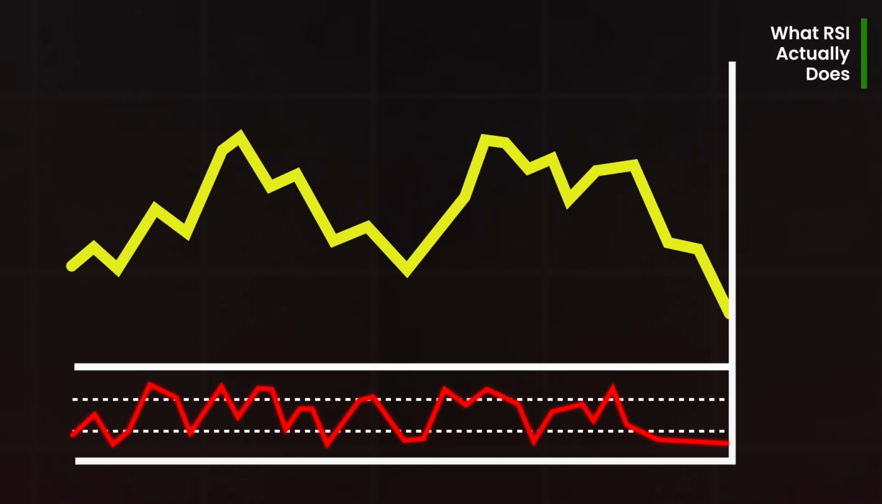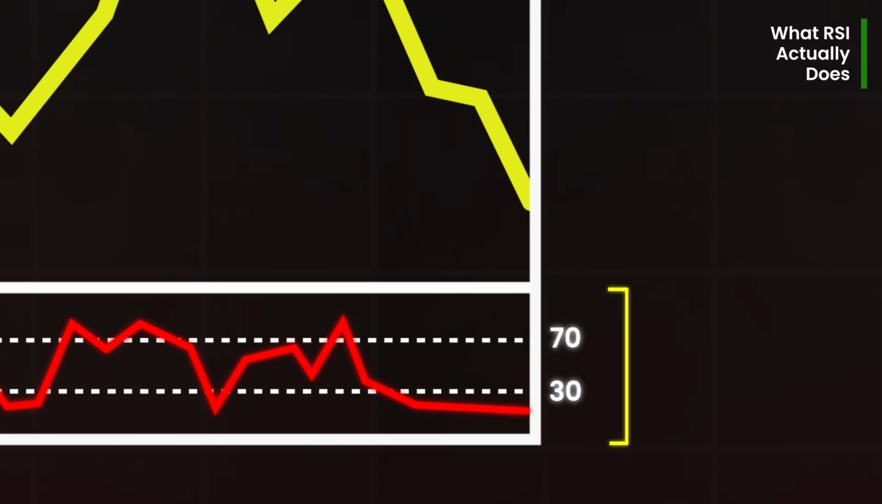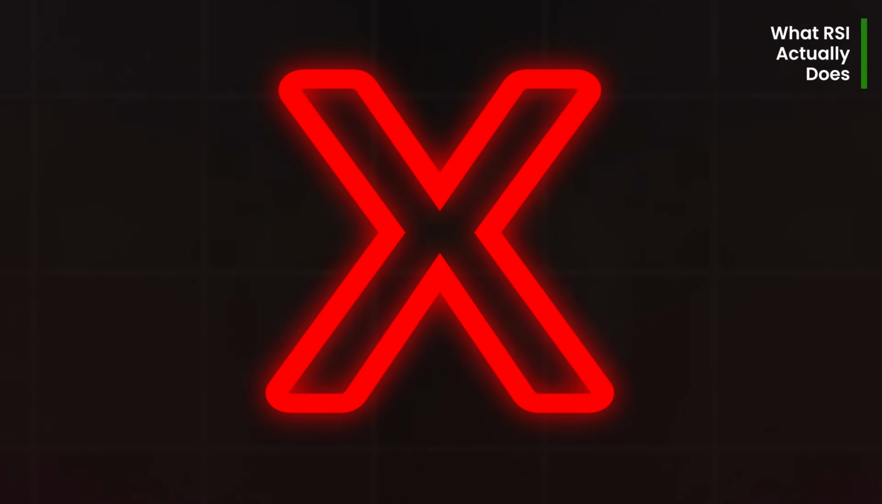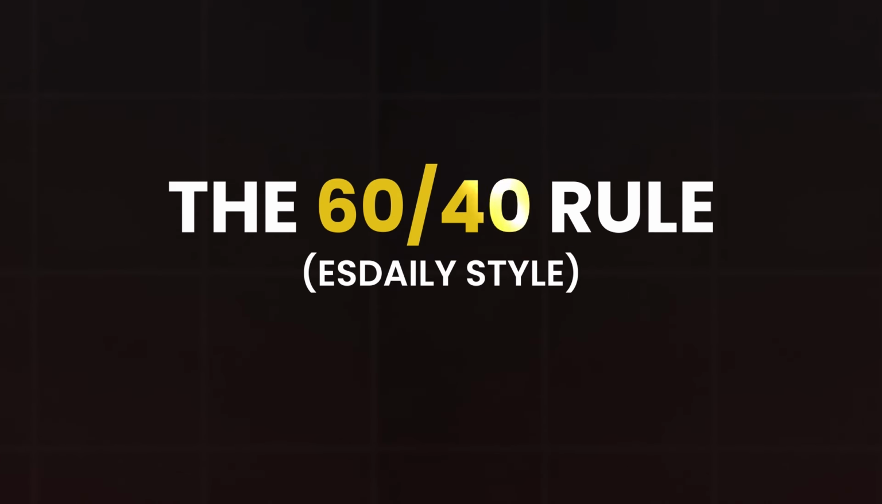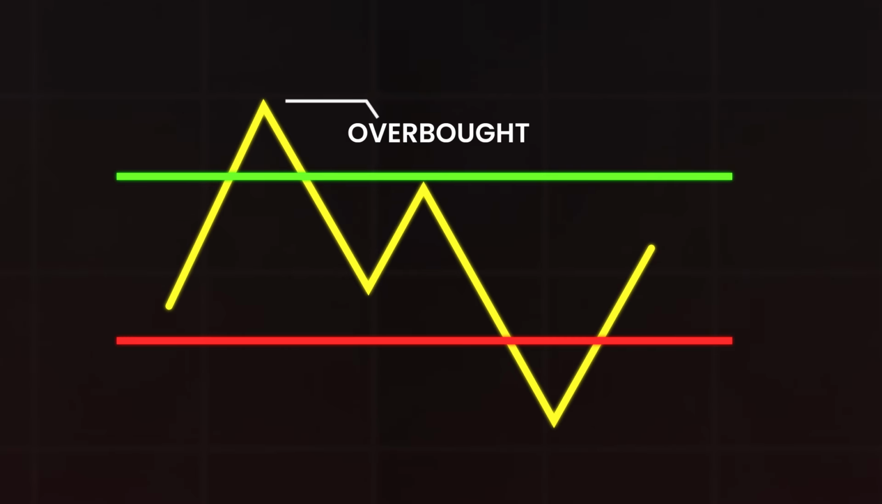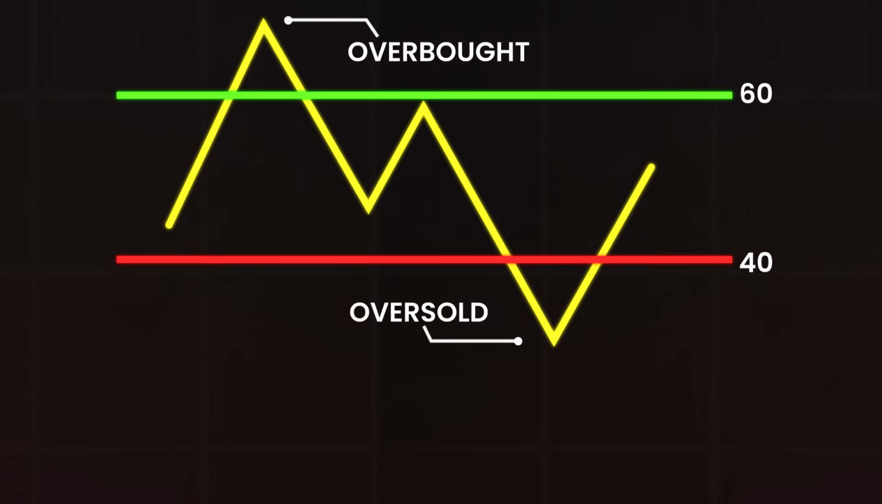But most people look at RSI in isolation. They look for it to hit 70 or 30 and try to fade price. We don't do that at ESDaily. We use 60 and 40 instead. We use RSI over a 13-day period and change our settings to display overbought and oversold lines at 60 and 40, but we don't use it in the same way as traditional traders do. We use it to improve our odds.